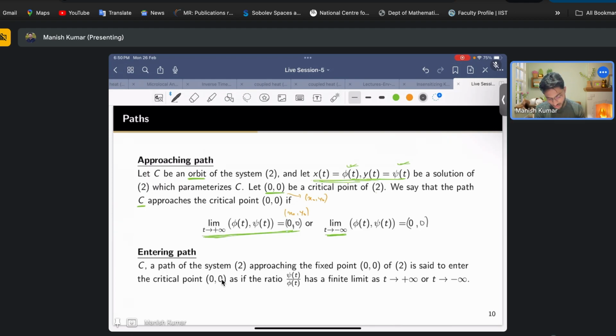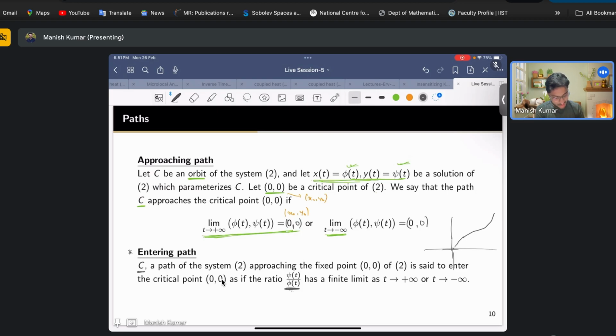The other thing is this entering path. The path or the orbit C is called an entering path if, first, it should obviously approach the point (0, 0) or any critical point. Suppose phi t and psi t are the parameterization of this curve. So suppose C is the curve in this xy plane, and it is approaching 0. I am just saying 0, but it's not directly going to 0, it's tending to 0.